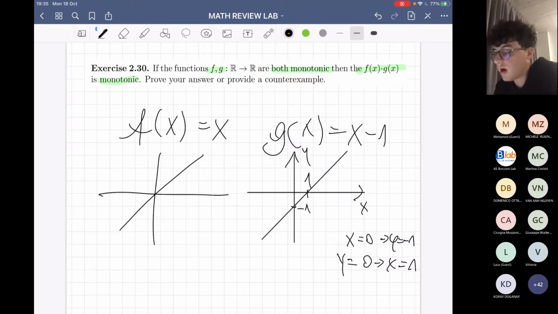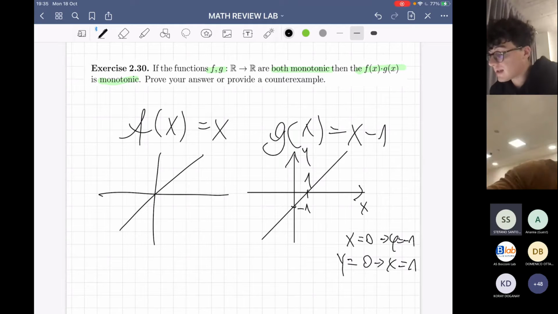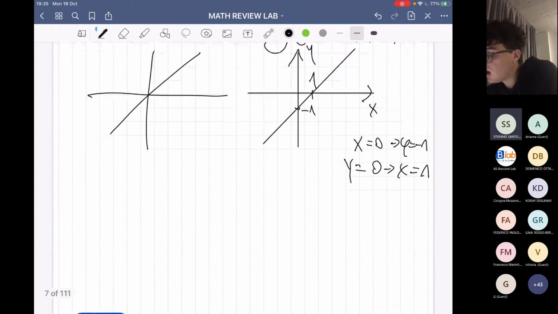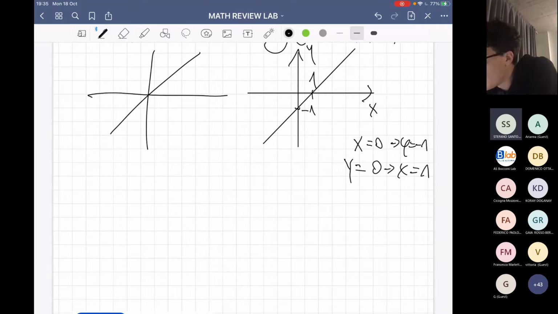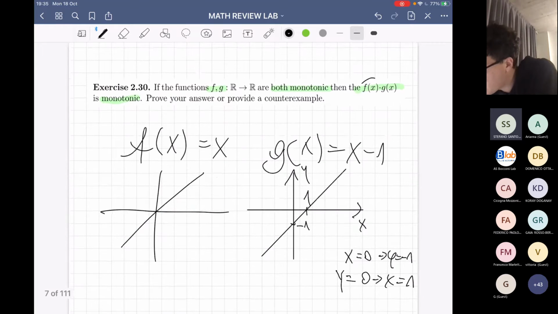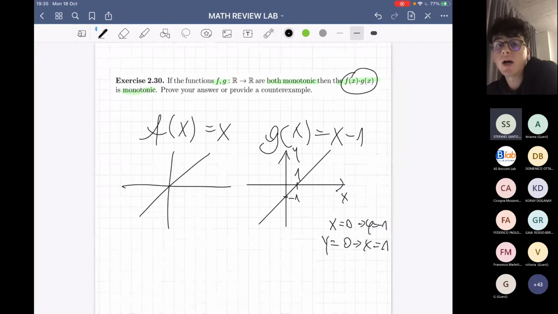So of course it's monotonic, because what do we mean by a function being monotonic? It means that the function is either always increasing or always decreasing. In both these cases we have two functions which are always increasing. So when x increases, also y increases. They are strictly increasing, both of them, and so they are monotonic. But what do we want to establish? That f of x times g of x is monotonic. We want to prove the contrary by a counterexample, and this could be a good counterexample.